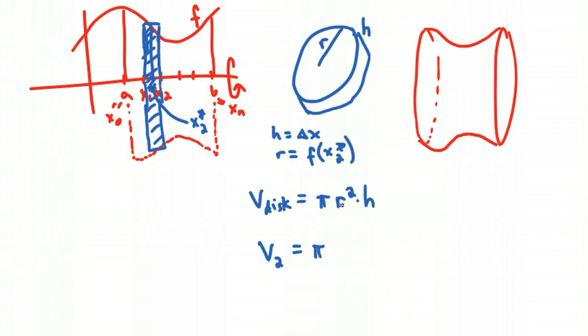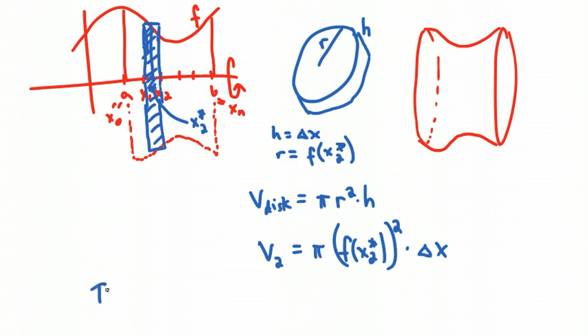It's pi times r squared, but r is f of x sub 2 star, squared, and the h is just delta x. Now that is just the volume of the disk. I would like to find the volume of this whole solid of revolution here. One way to approximate the volume is by looking at a whole bunch of these disks. For example, I could draw in all 5 of these disks and find the volume of each of those 5 disks, and that would be an approximation of the volume of the solid of revolution.